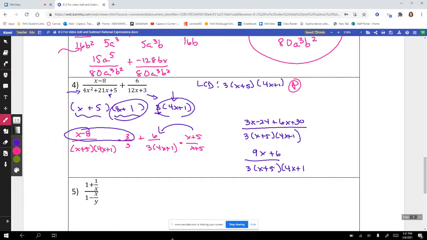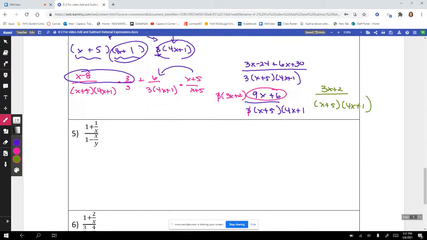Now I'm going to want to pull this apart here, right? My numerator, I can see that they have a GCF of 3. So I have 3 times 3x plus 2. And I realize now that my monomials, my 3's can disappear. So my final answer is going to be 3x plus 2 all over x plus 5 times 4x plus 1. And that's my final answer right there.